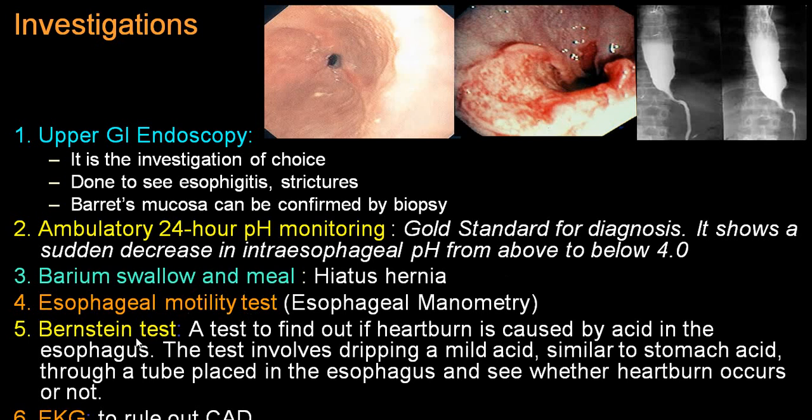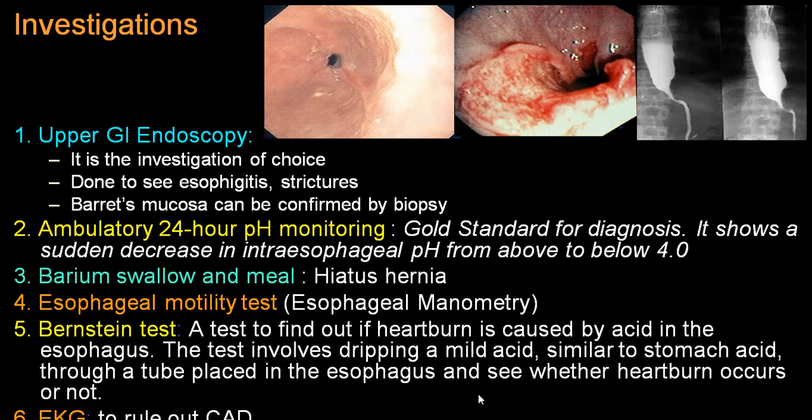Bernstein's test. This is a test to find out whether the heartburn is caused by acid in the esophagus. The test involves dripping a mild acid, similar to the stomach acid, through a tube placed in the esophagus and seeing whether the heartburn occurs or not. This is one of the tests which can be done.